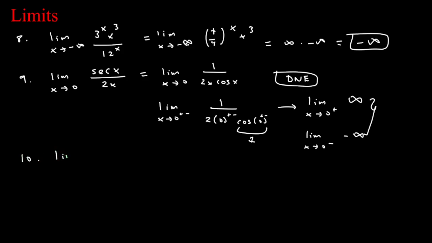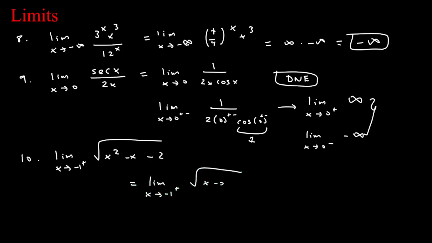Alright, limit as x tends to negative 1 from the positive side, x squared minus x minus 2. Can we factor this? I think we can. So let's do that. Makes your life much easier. This is just x minus 2 times x plus 1, rather. So we clearly see if we head to negative 1 from the positive side, we're going to get something like, this is going to be around negative 3, right? A little less than that.